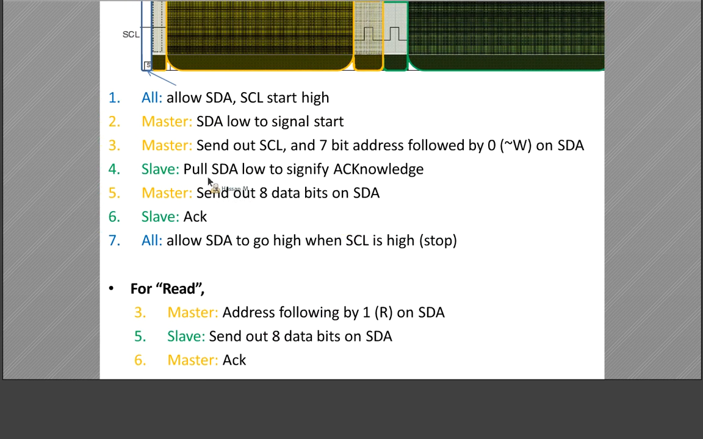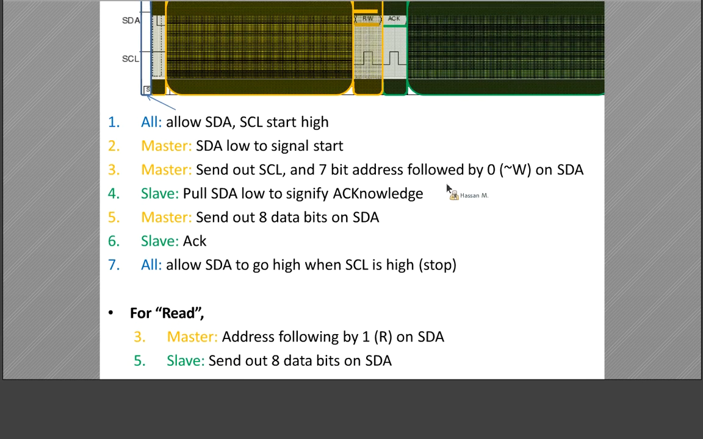Then the slave pulls SDA low to signify acknowledge. Okay. After the master, the slave acknowledges the master that I got the address, compared it with my address, and I answer to you. I'm okay for transferring, for getting data. We are in write mode from master to slave. An acknowledge is issued from the slave to the master.